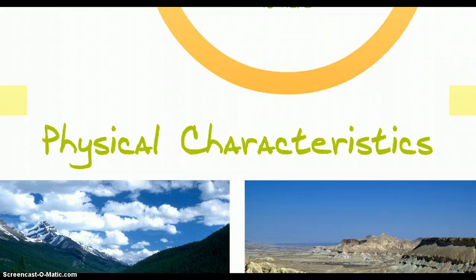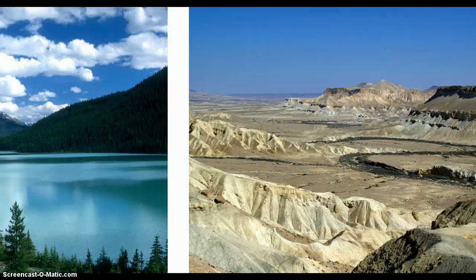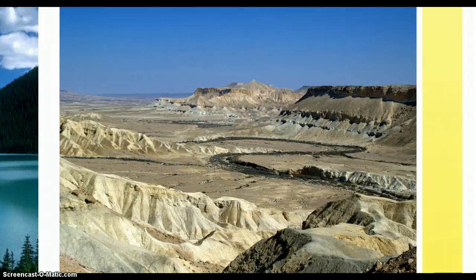And then we have physical characteristics. This is when we describe what the land is like in a place. So take a look at this picture and write down what are some of the physical characteristics you see here. You might write about the mountains, the lake, the trees. And go ahead and add a physical characteristic that you see here. 2 very different places.